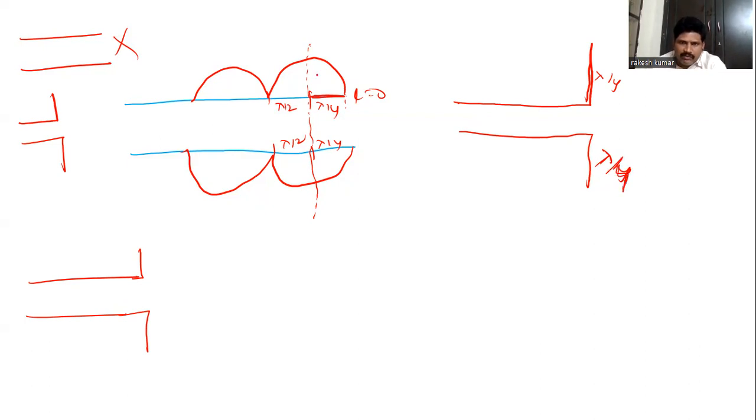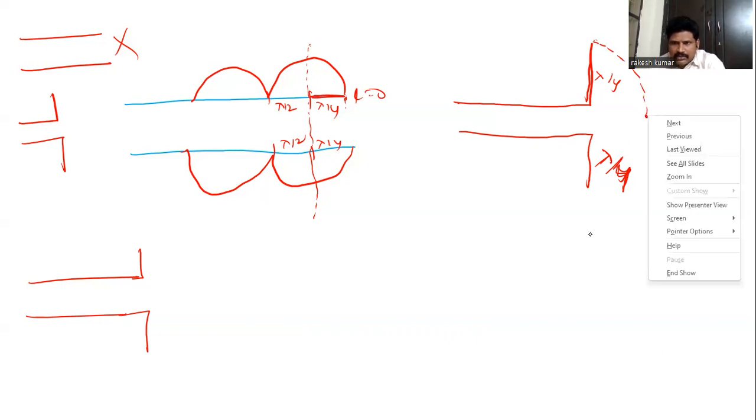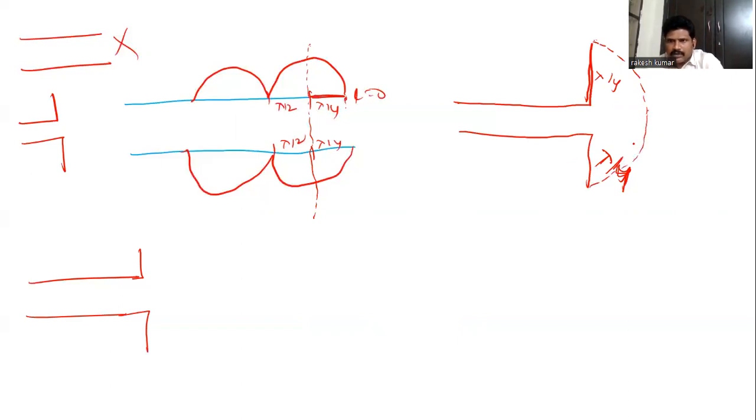So now draw the same waveform. At L is equal to 0, what is the current here? The current is 0. So this is the radiation for L is equal to lambda by 4. Similarly, this is the radiation for the other arm. So what is this total length? Here it is lambda by 4, and here it is lambda by 4. So the total length is lambda by 2.